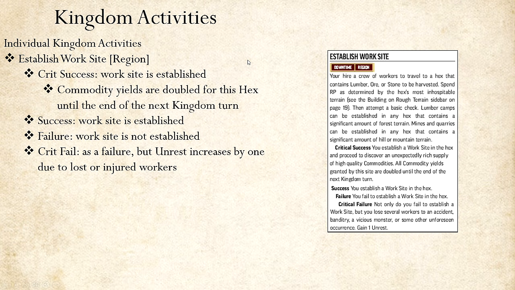If you critically succeed, the worksite is established. Commodity yields are doubled for this hex until the end of the next kingdom turn. If you succeed, the worksite is established. If you fail, it is not established, and if you critically fail, the worksite is not established, but unrest increases by 1 due to lost or injured workers. You're probably starting to see a trend with the critical failures.